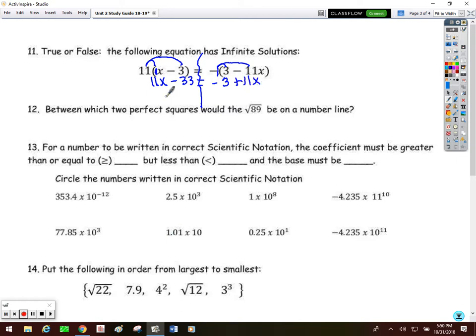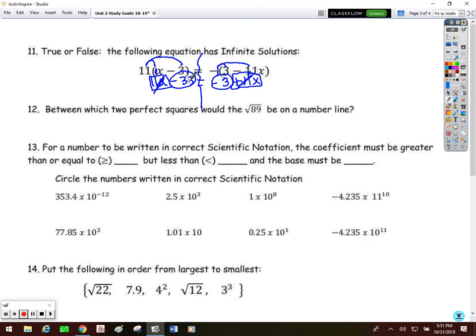Okay, so if I'm looking here, remember, I'm looking for infinite solutions, which means I have the same coefficient and the same constant. Well, let's go with a box and a circle, to give us a visual. We have a circle here and we have a box here, right? If I look at my coefficients, they are the same, 11x and 11x. Both of them are positive, so actually they would cancel out.